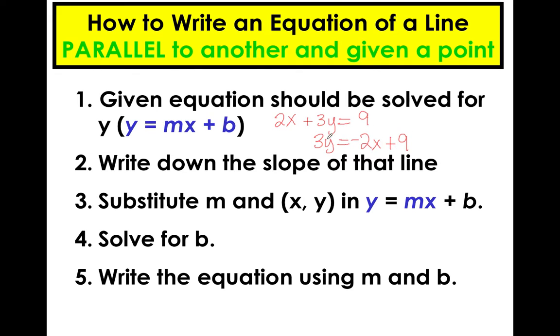But once again, I have to not only get the y by itself, I also have to isolate it. This y still has a 3 with it, and so I divide everything by 3. Now I end up with y equals negative 2/3 x plus 3. That's simply because I divided everything by the number in front of the y. So that's an example of what we mean right there.